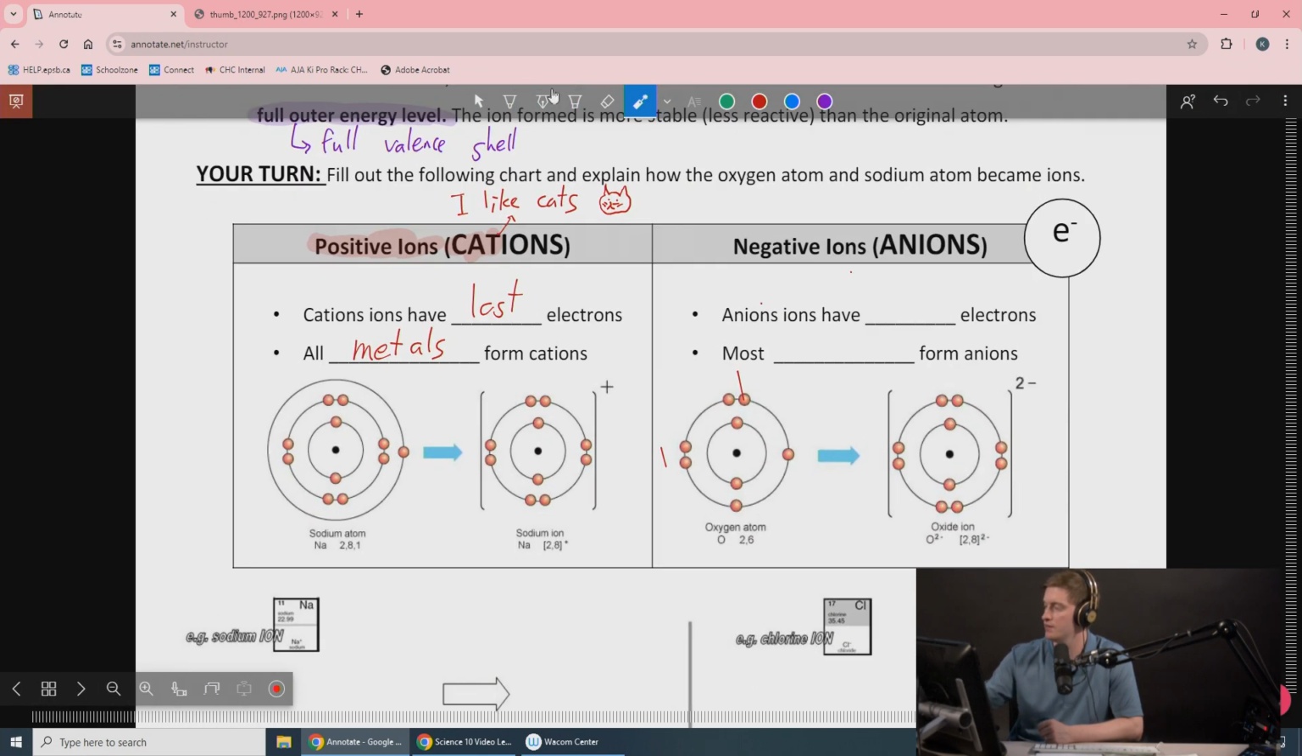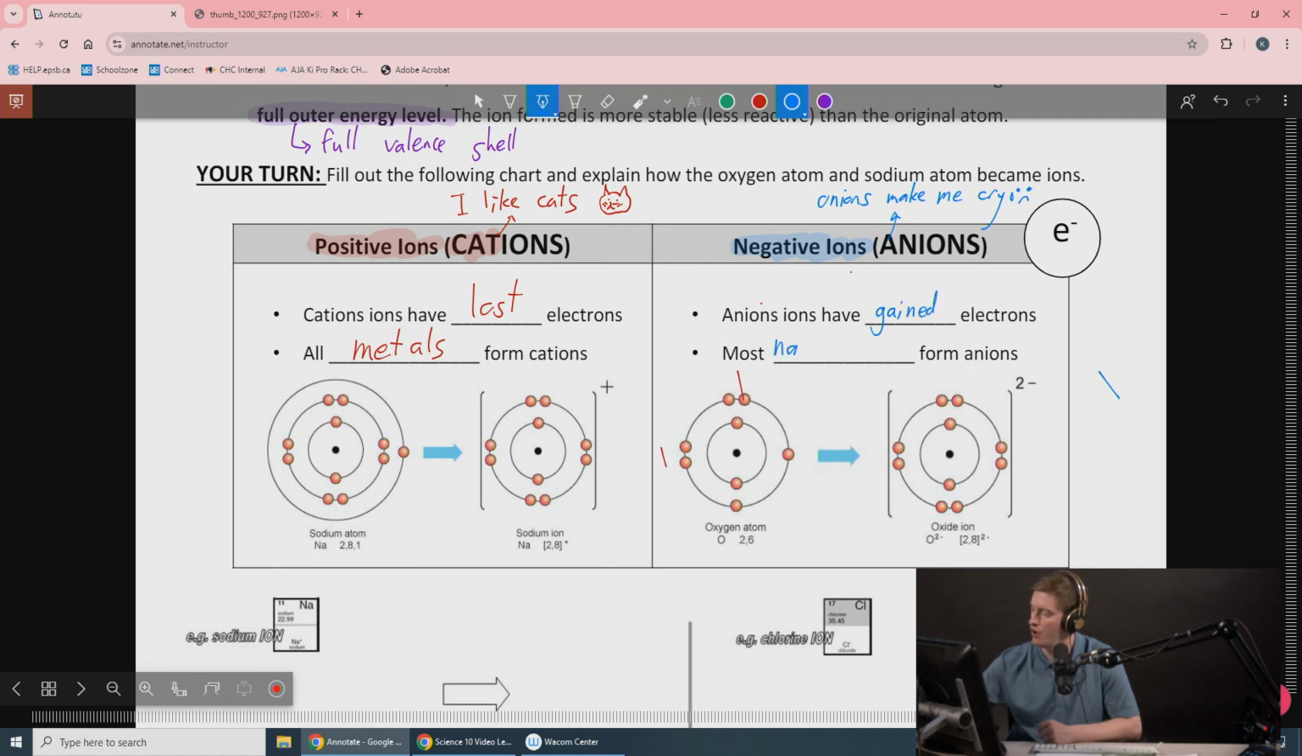Negative ions are called anions. I think that the word anion kind of sounds like onion, and onions make me cry, and that's sometimes a negative thing, and so then I remember that anions are negative. They become negative because anions have gained electrons.